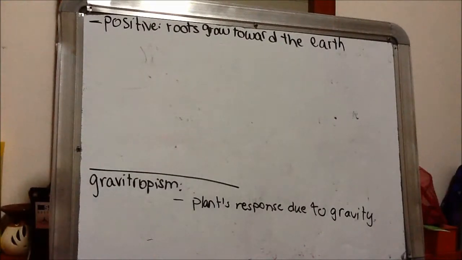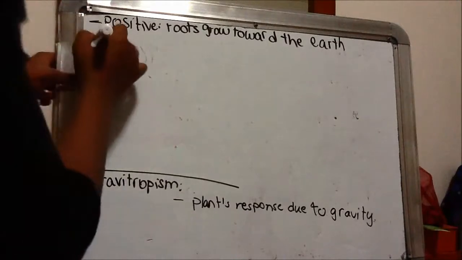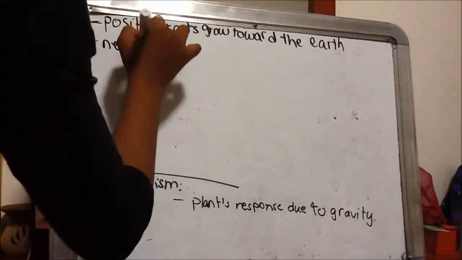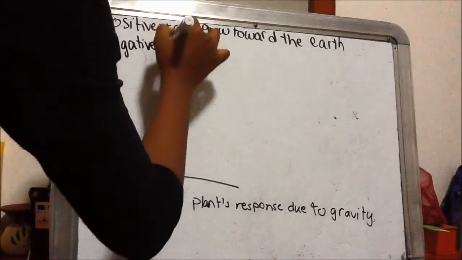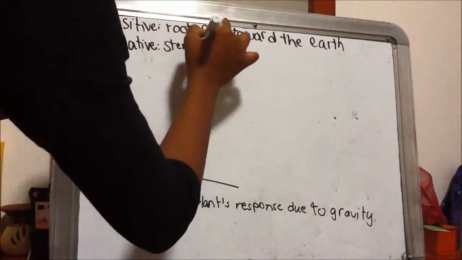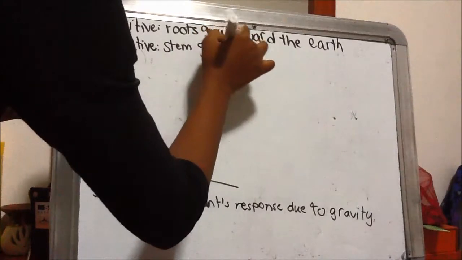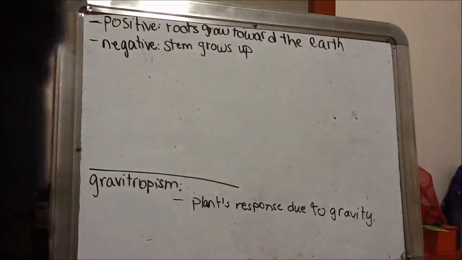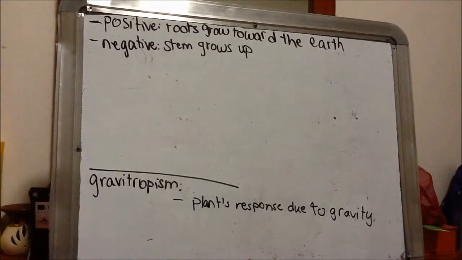And write that when it's negative, the stem grows up. When the stem grows up, it is negative.